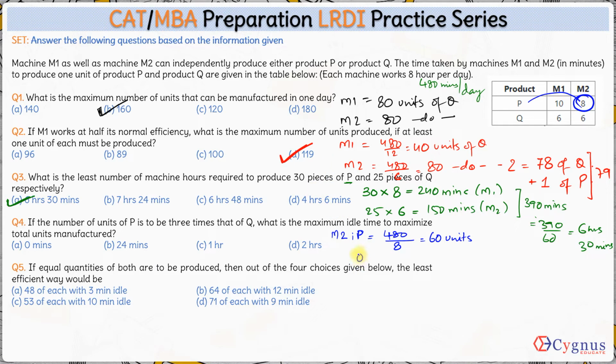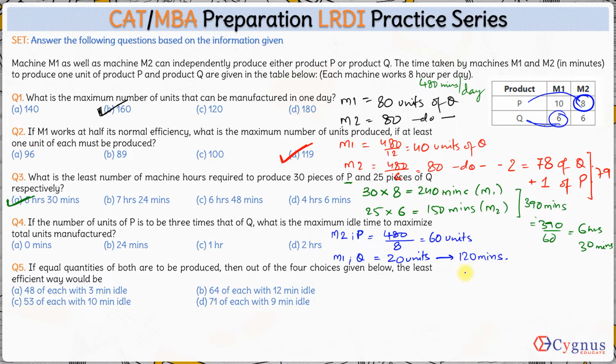Fine. Now this has to be exactly thrice the number of units of Q produced. That means M1 produces 20 units of Q. So the time required to produce 20 units of Q by M1 will be, M1 takes 6 minutes to produce Q, so 6 into 20, that is 120 minutes. Fine. So if M1 produces Q for 120 minutes, it can make 20 units of Q. And if M2 makes only P, it will make 60 units during the whole day.